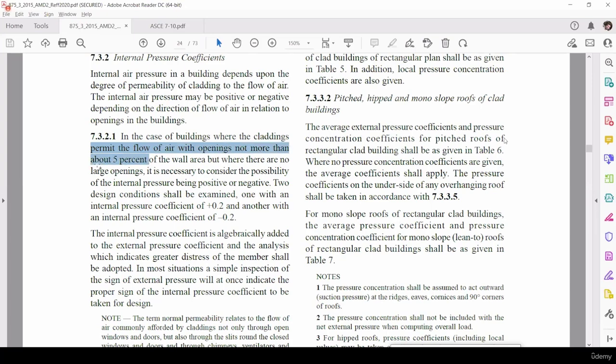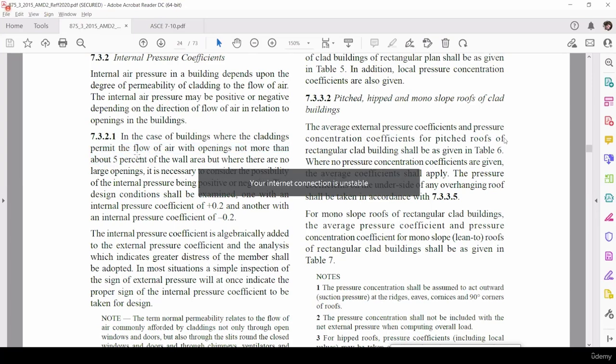Why has he given a 5% cushion here? Generally any building will have a certain number of doors and windows for ventilation, right? So he has left that 5%. Within that 5%, openings are okay, and that can be called a generally enclosed building. So in these buildings, we have to take the internal pressure as positive or negative. So we have to take two cases.